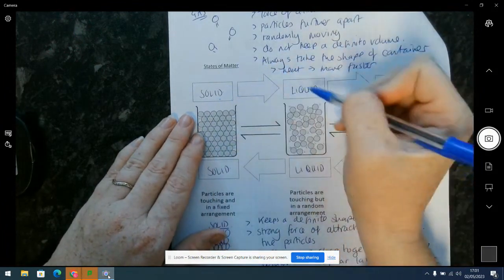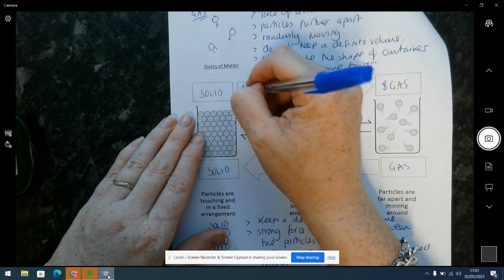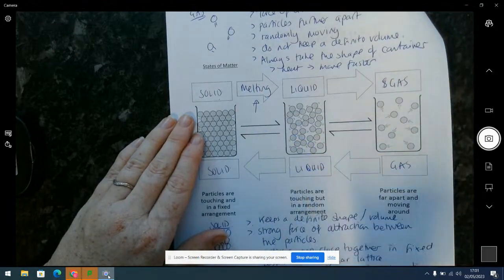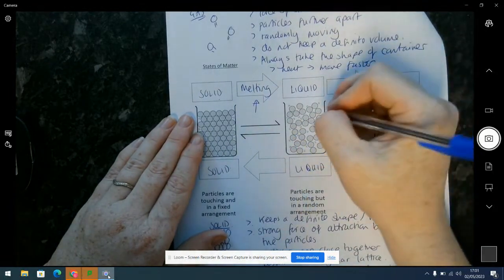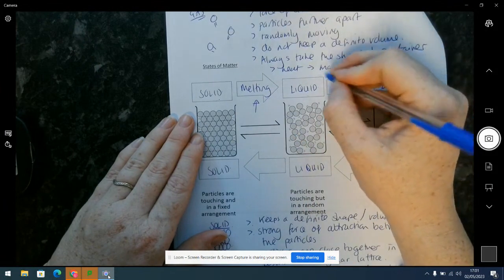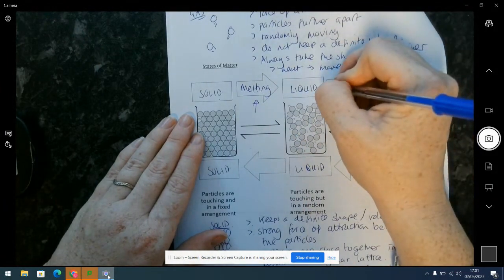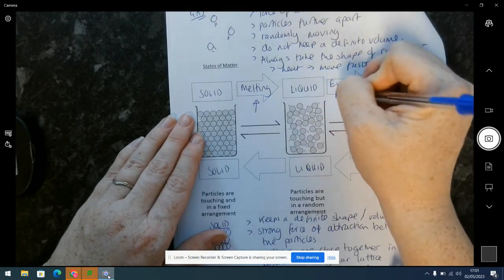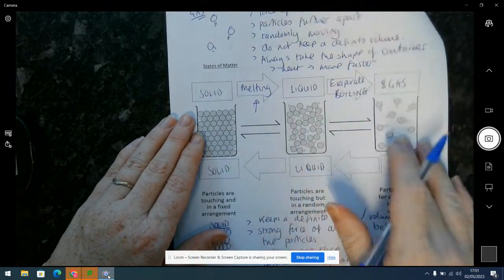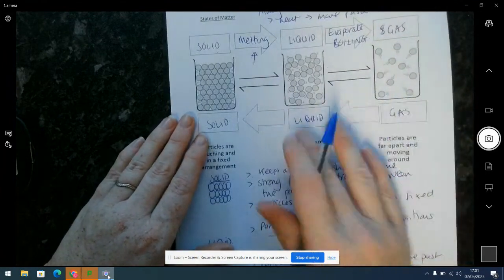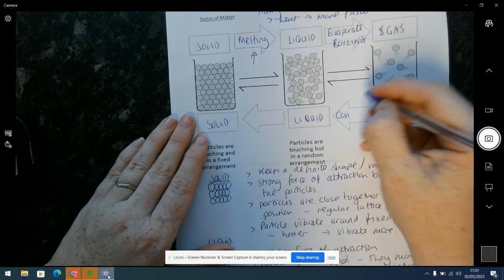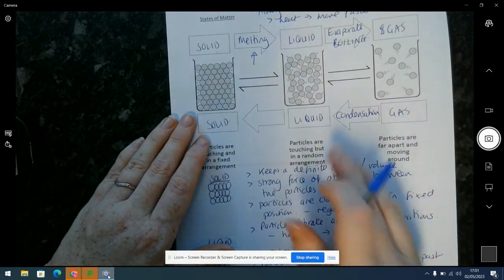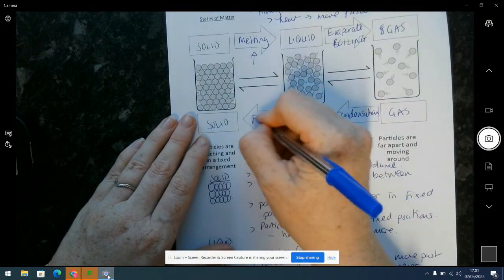So we've got a solid turning into a liquid, so that is obviously melting. So I require energy to do that, to overcome these forces, make the particles move faster. From a liquid into a gas, we would evaporate, but we'd call that boiling. Okay, so a liquid turning into a gas. A gas turning into a liquid is condensation. That's the process that takes place. And then from a liquid into a solid is freezing.